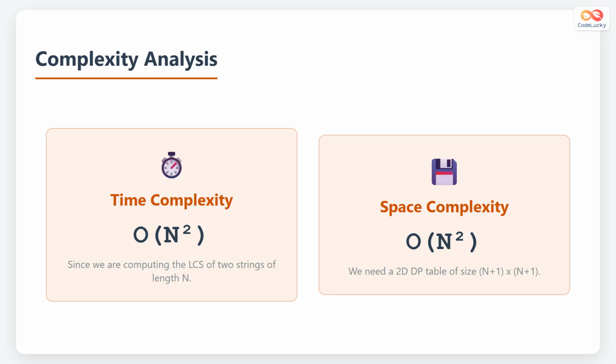Let's discuss efficiency. Since we are computing the longest common subsequence for two strings of length n, the time complexity is big O of n squared. Similarly, the space complexity is also big O of n squared to store the DP table.